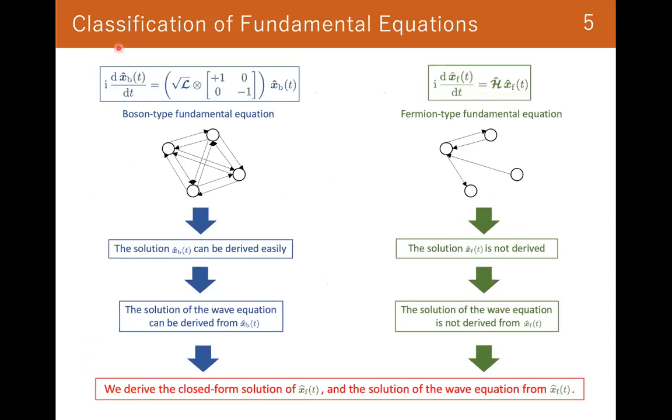Next, I would like to talk about the classification of two types of fundamental equations. The Boson-type fundamental equation, which can only consider the link structure of complete graphs, is expressed as this equation. The solution x hat_b(t) of the Boson-type fundamental equation can be derived easily, and the solution of the wave equation can be derived from x hat_b(t). On the other hand, the Fermion-type fundamental equation, which can consider the link structure of general graphs, is expressed as this equation. The solution x hat_f(t) of the Fermion-type fundamental equation is not derived, and the solution of the wave equation is not derived from x hat_f(t). Therefore, we will derive the closed-form solution of x hat_f(t) and the solution of the wave equation from x hat_f(t).